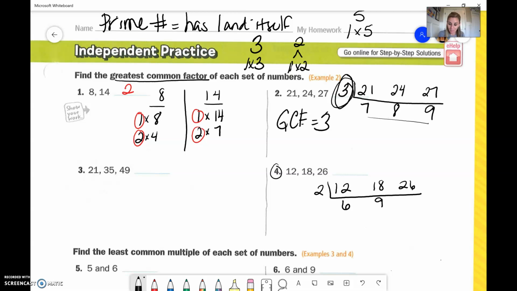9. 2 times what is 26? And that is 13. So really, I can't pull out any other number from 6, 9, and 13. I cannot do that because there are no other numbers that I can pull out. So my only prime number that I was able to pull out was 2. So my greatest common factor is 2.